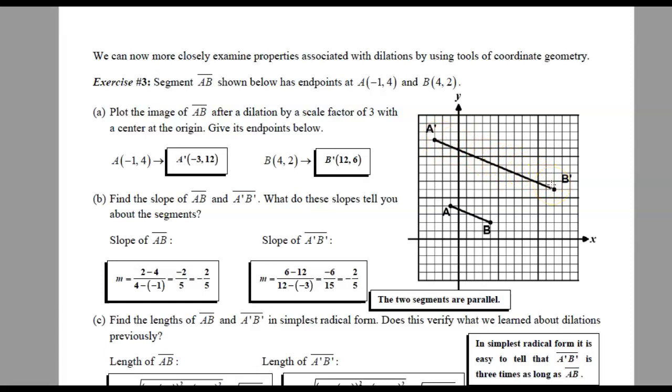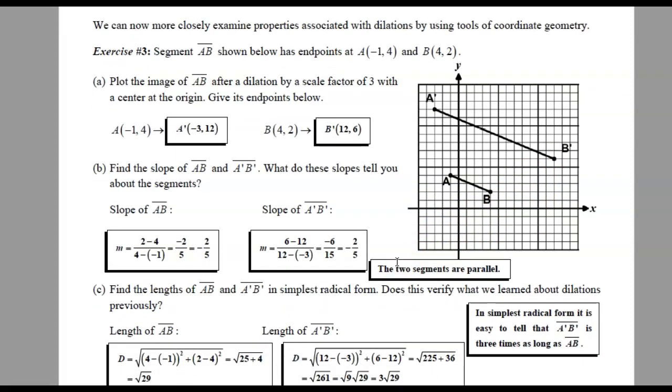Now that segment is parallel to the original one. That's what part B is talking about here. If you just check the slopes, you can see that they're parallel. This one, AB, is down 2 units and to the right 5, and A prime B prime is down 6 units and to the right 15, which reduces to negative 2/5. So the segments are in fact parallel.